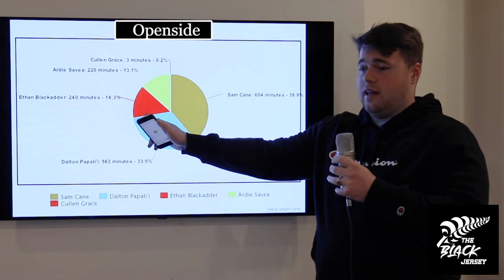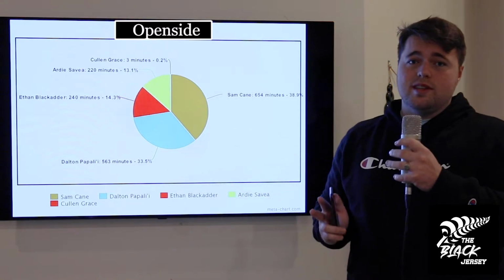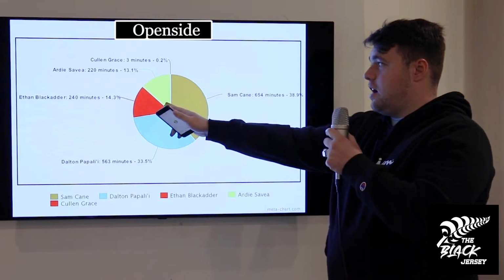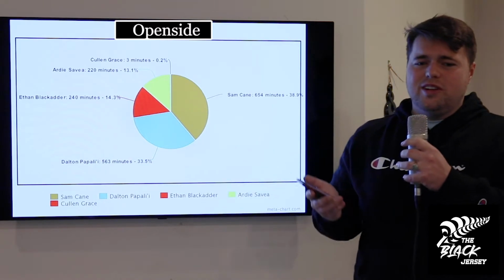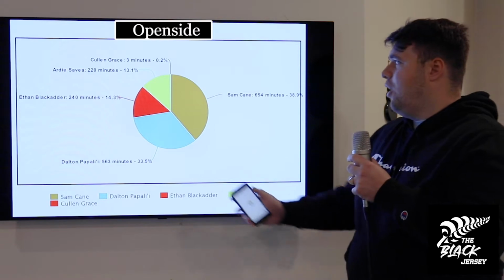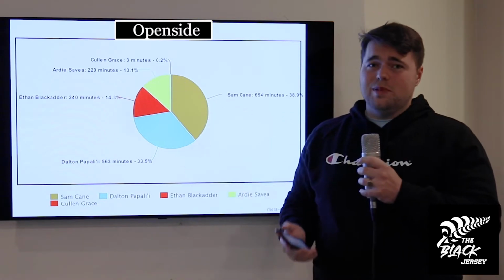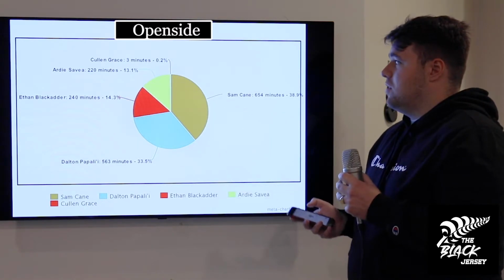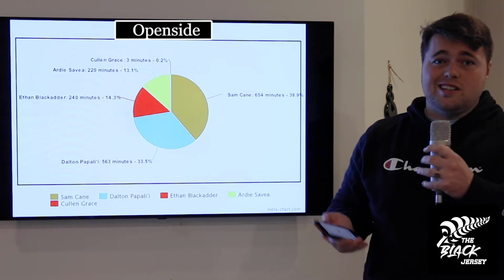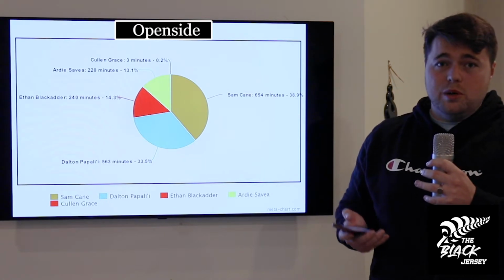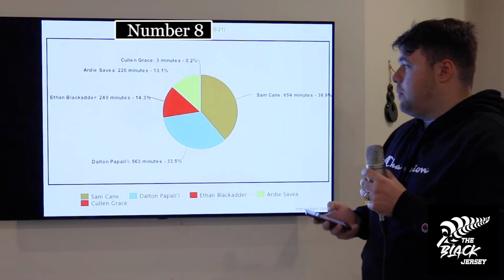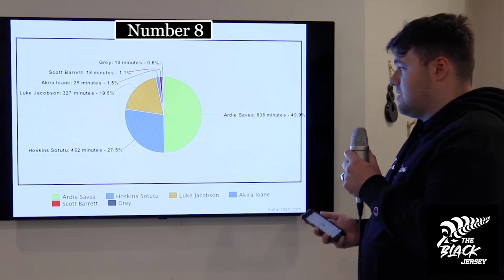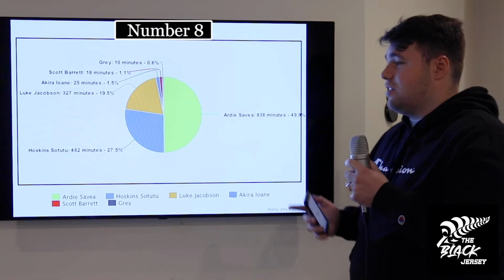As I said, Ethan Blackadder is the third choice player for both 6 and 7, and Ardie Savea's also spent a bit of game time over here. Cullen Grace, it's very sad for him that his debut only lasted 3 minutes and he hasn't played again since, but it is good that it's not affecting the depth chart too much in terms of building experience for Cullen Grace. Over to the number 8 jersey, Ardie Savea has played massive minutes here as well.